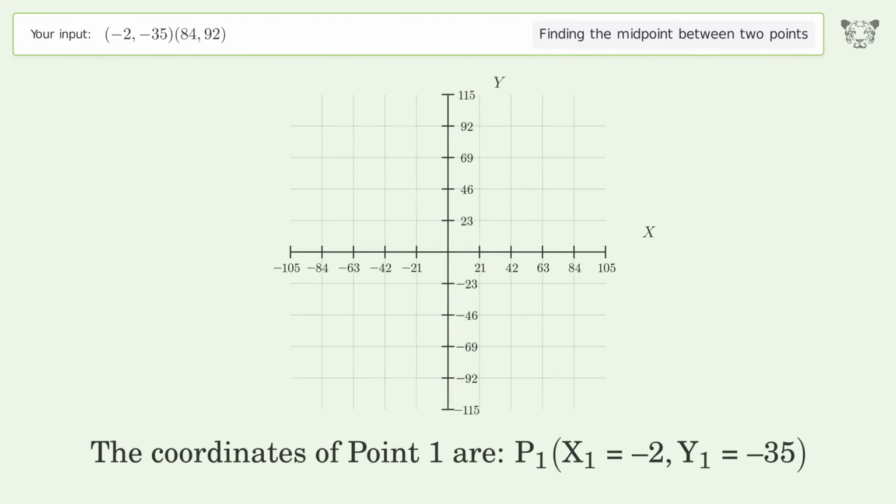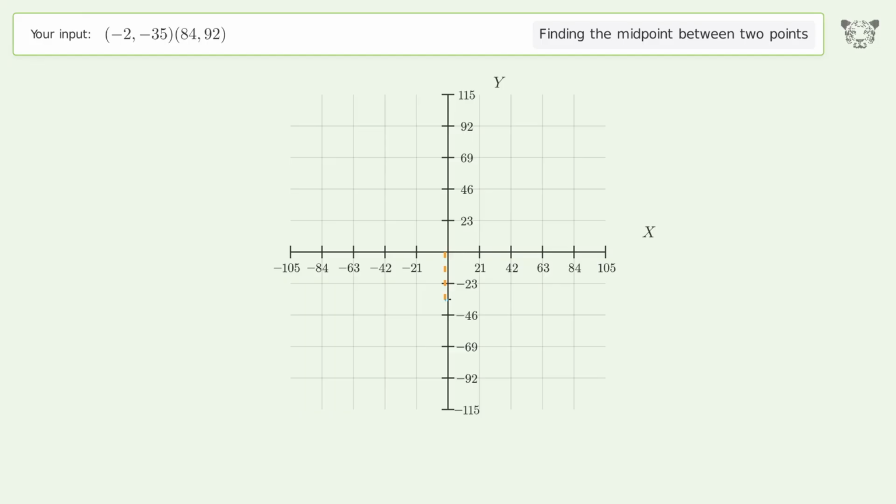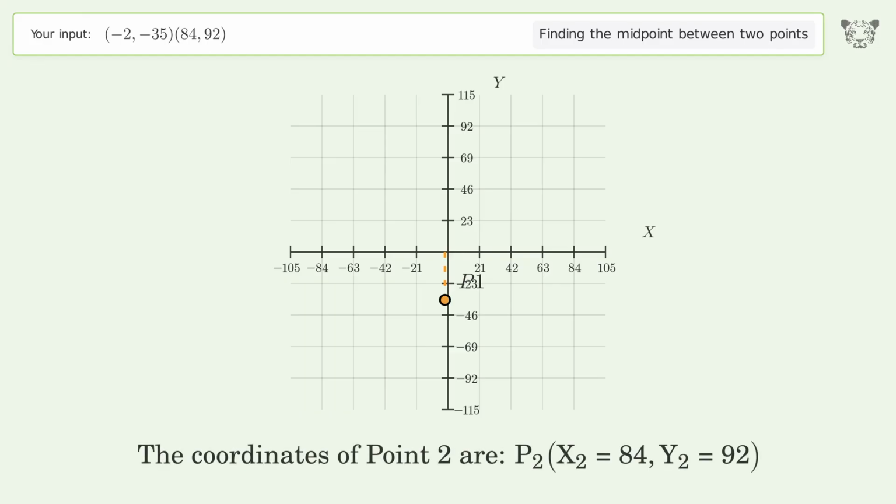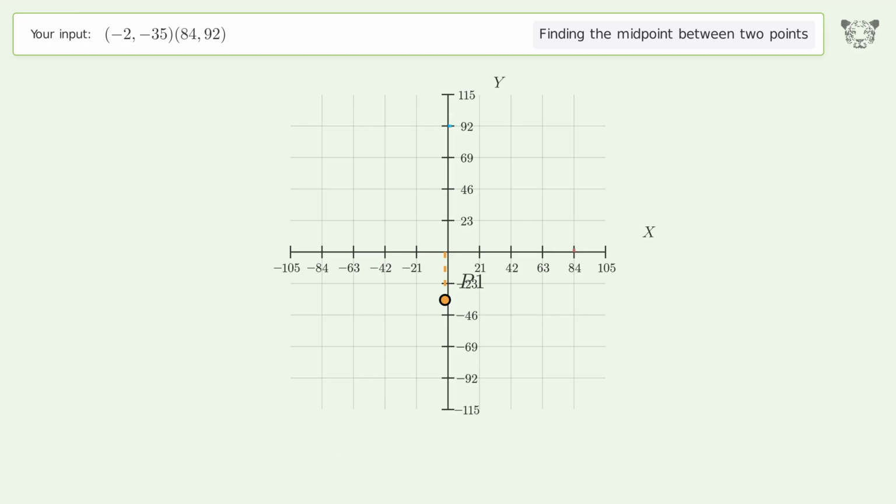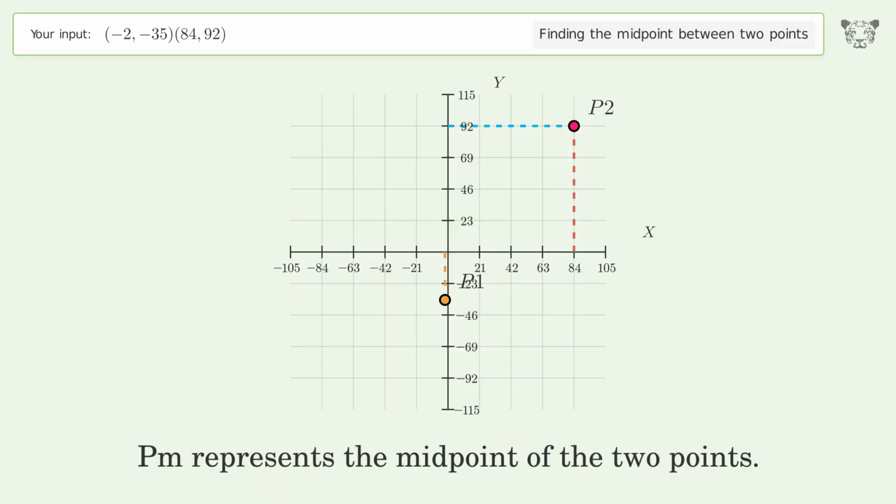The coordinates of point 1 are x1 equals -2, y1 equals -35. The coordinates of point 2 are x2 equals 84, y2 equals 92. PM represents the midpoint of the 2 points.